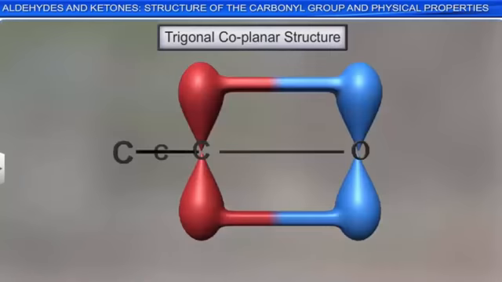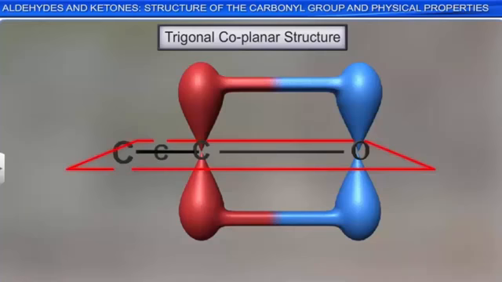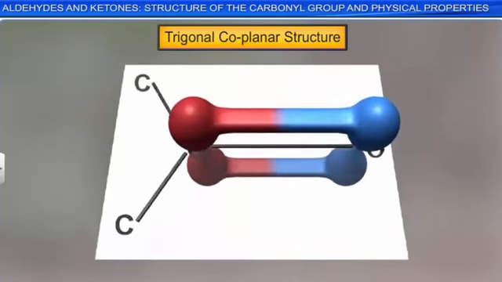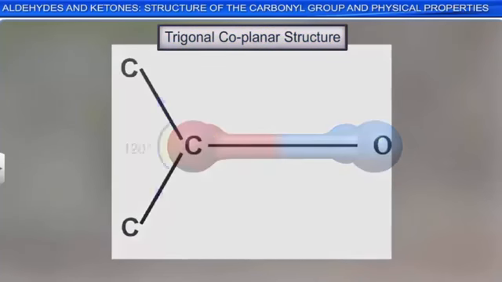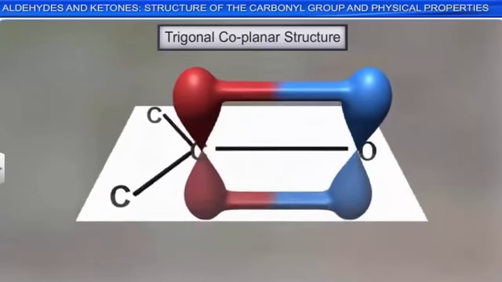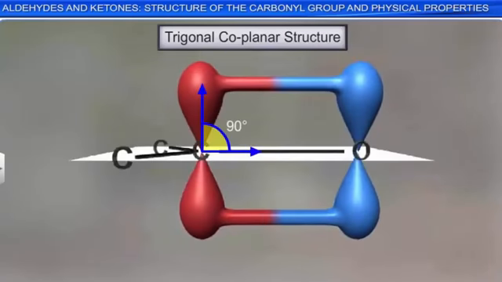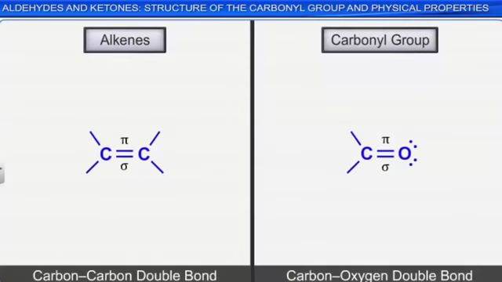Thus, the carbonyl carbon and the three atoms attached to it lie in the same plane with a trigonal coplanar structure and a bond angle of 120 degrees, while the pi electron cloud lies perpendicular above and below the plane. It is important to note that the carbon-oxygen double bond in the carbonyl group is different from the carbon-carbon double bond in alkenes.